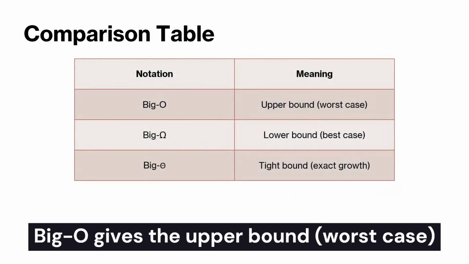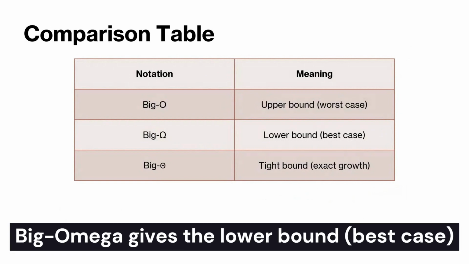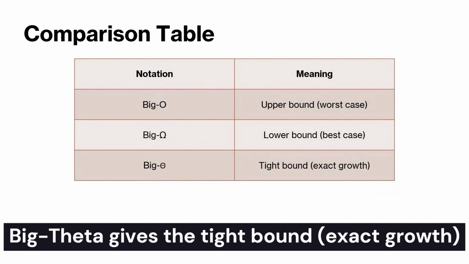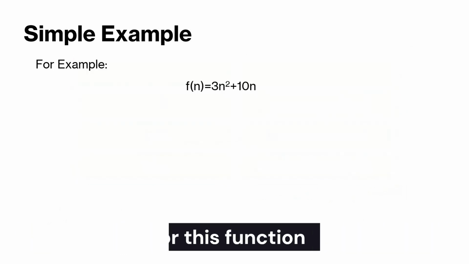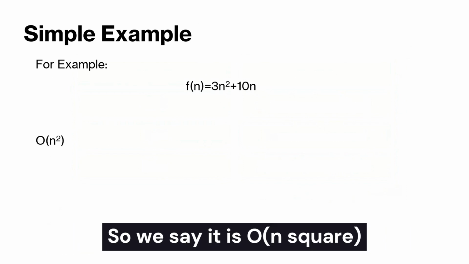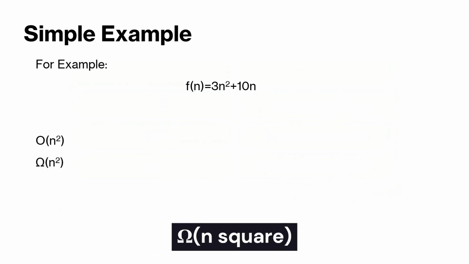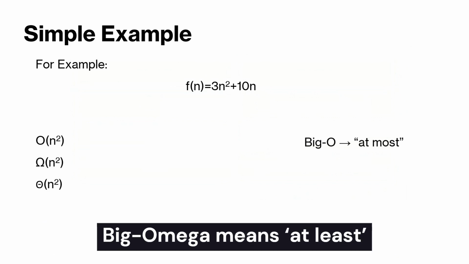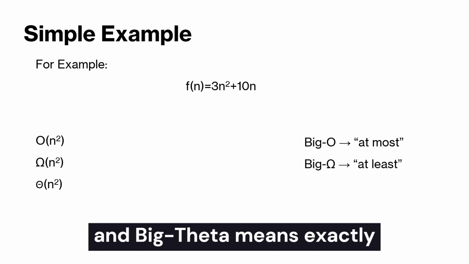Let's summarize. Big O gives the upper bound, worst case. Big omega gives the lower bound, best case. And big theta gives the tight bound, exact growth. For this function, the highest order is n squared. So we say it is big O of n squared, big omega of n squared, big theta of n squared. Big O means at most. Big omega means at least. And big theta means exactly.